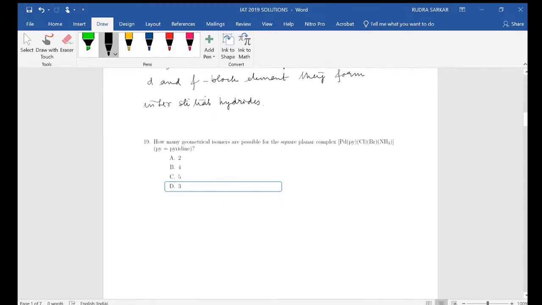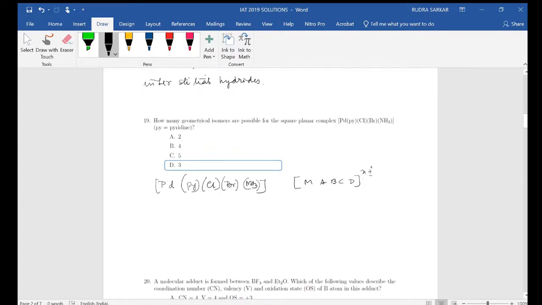Next question they are saying, how many geometrical isomers are possible for a square planar complex Pd? Py means pyridine, Cl means chlorine, Br means bromine, and they have NH3. So if you look at this complex, it is basically of the type M, A, B, C, D complex. Okay. This is N value can be 0, it can be positive or negative. That is what is the indication over here.